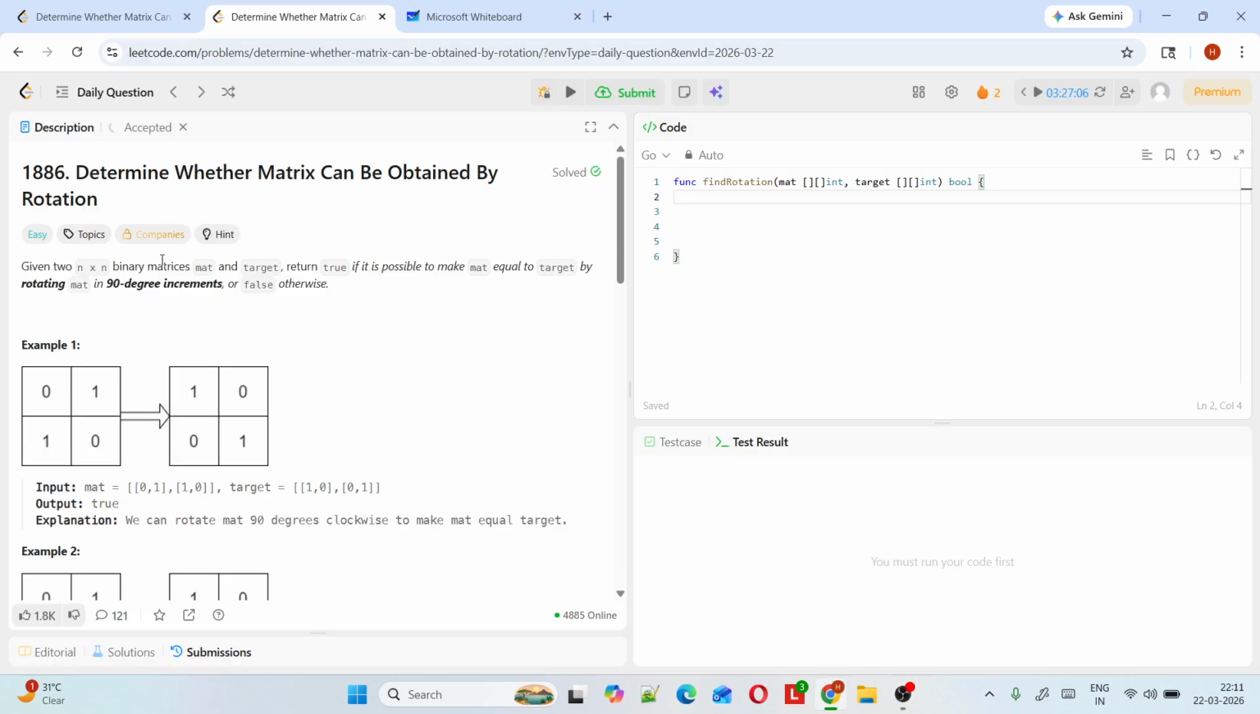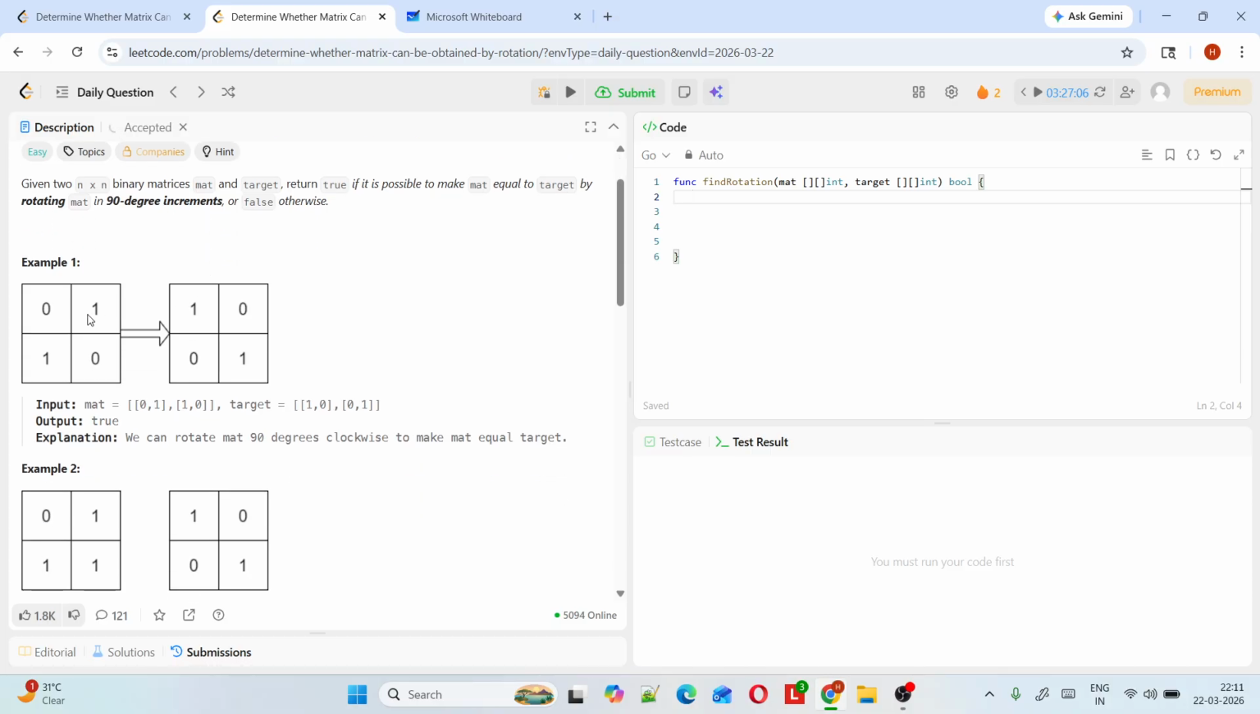In today's video, we will be solving today's LeetCode problem: determine whether matrix can be obtained by rotation. Let's understand the problem statement. Given two n cross n binary matrices, mat and target, return true if it is possible to make mat equal to target by rotating mat in 90-degree increments.